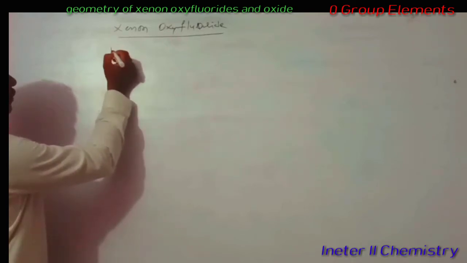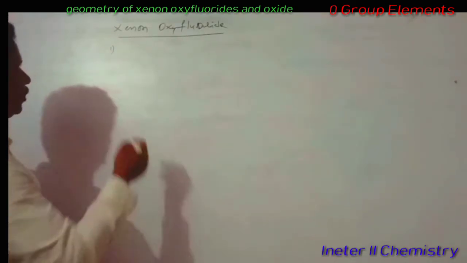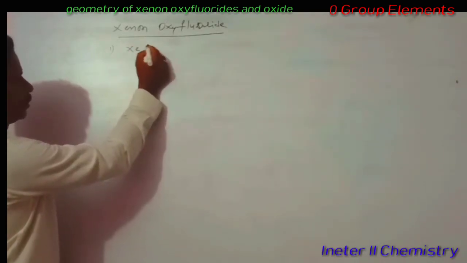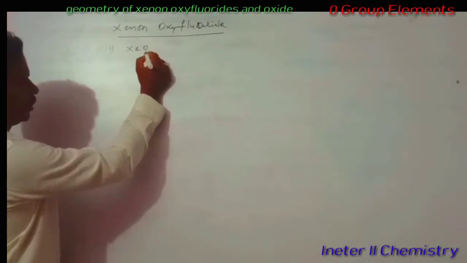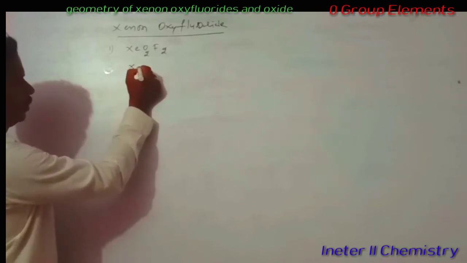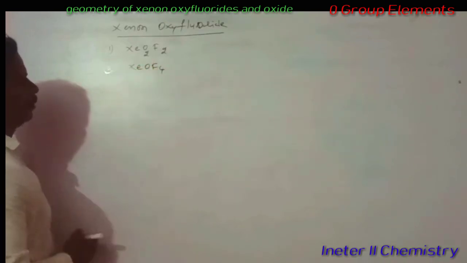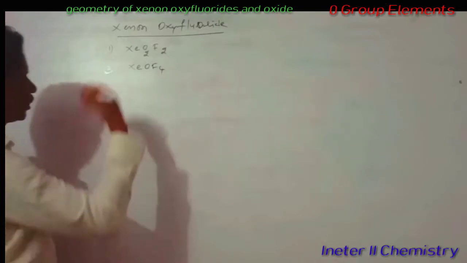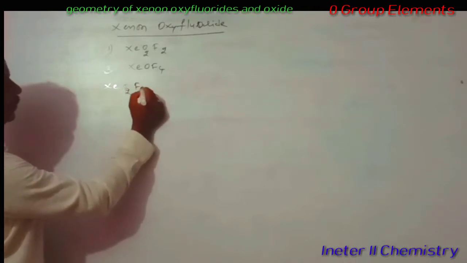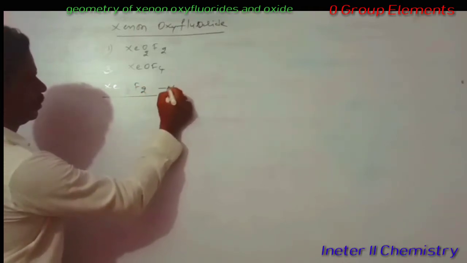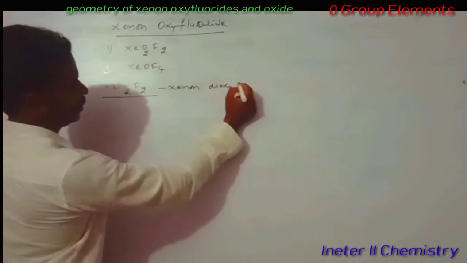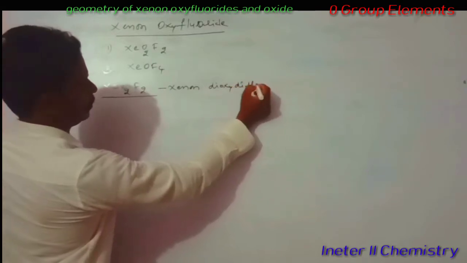We know that we already discussed them in the preparation. So here it is. One is xenon dioxy dichloride, and the second one is xenon oxy tetrafluoride. Okay. First we are going to discuss the geometry of xenon dioxy dichloride. So it is xenon dioxy dichloride.